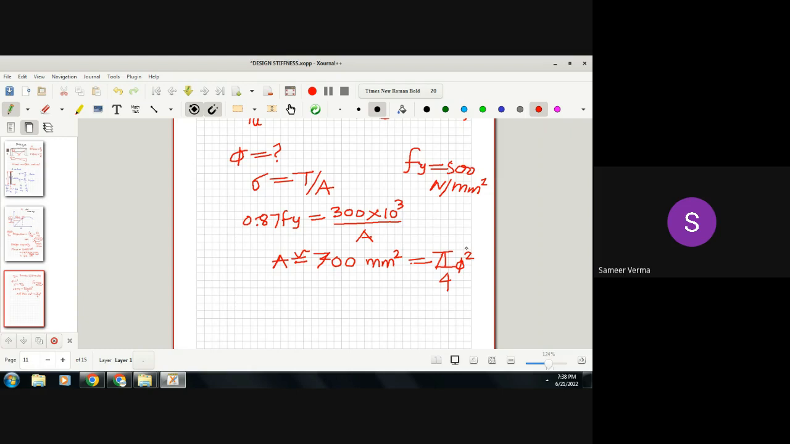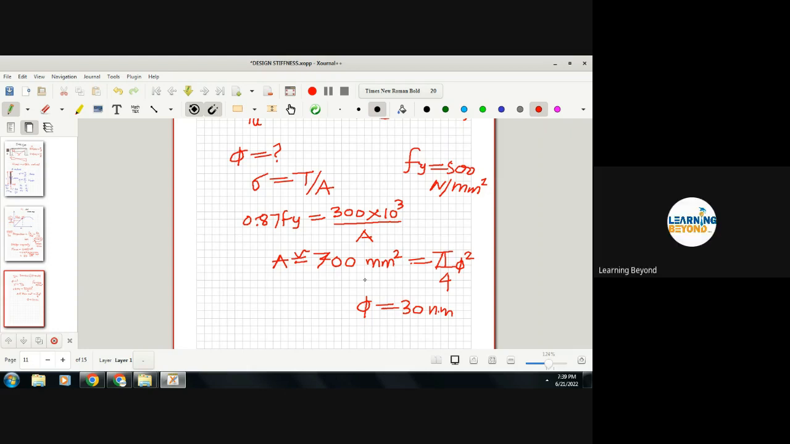So the diameter is 29.85, so phi is around 30 only. 30 mm. Okay, your design diameter will be 30 mm. So this way we can design the steel. If you know the tension, you can find out the diameter, or if you know the diameter, you can find out the capacity of the rod.